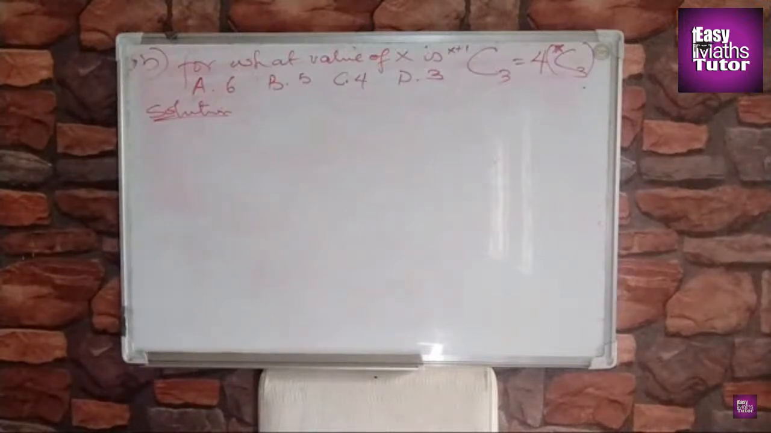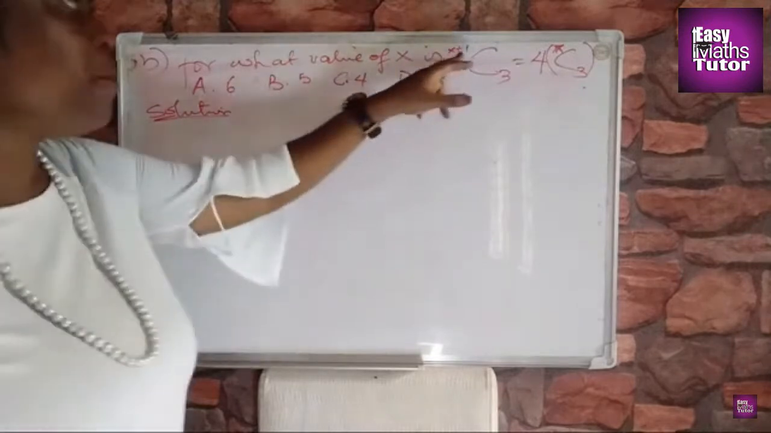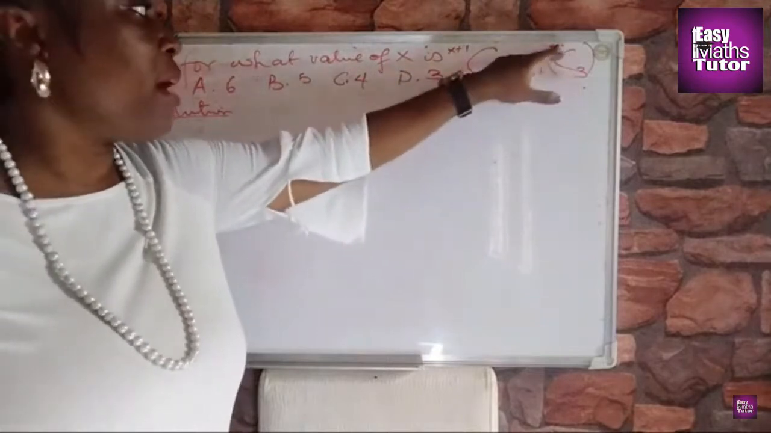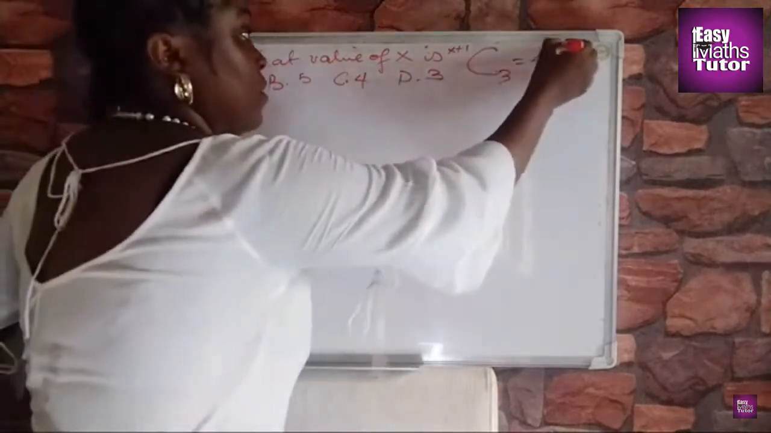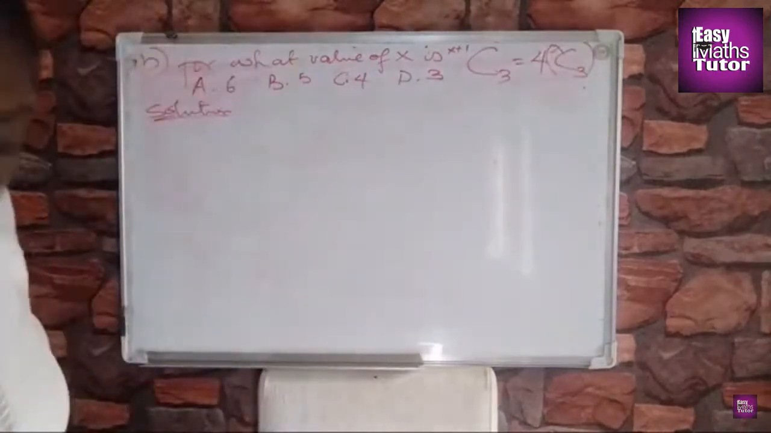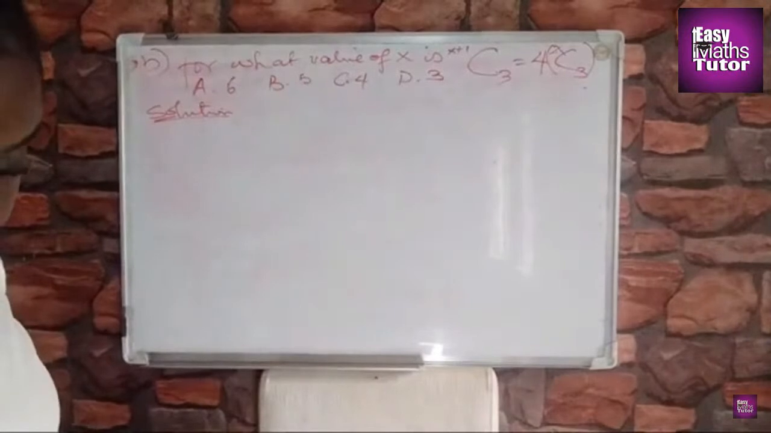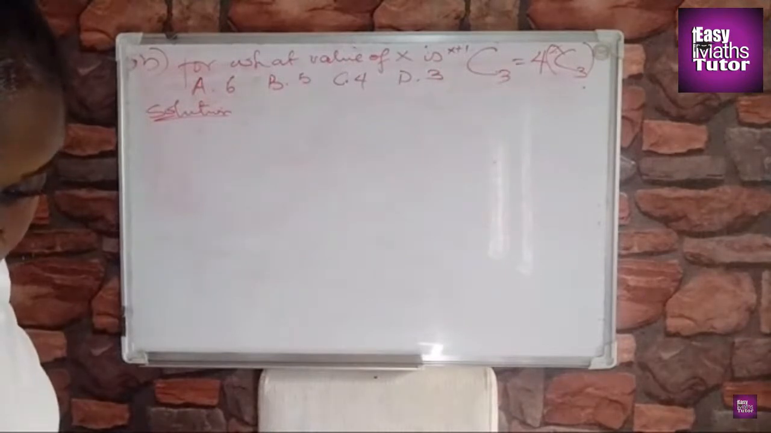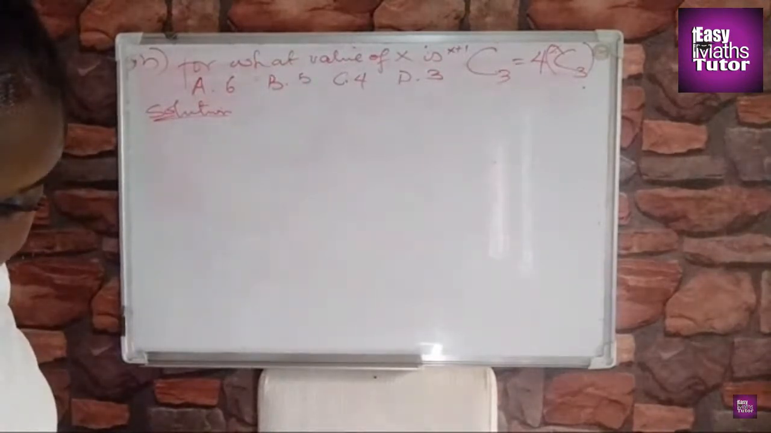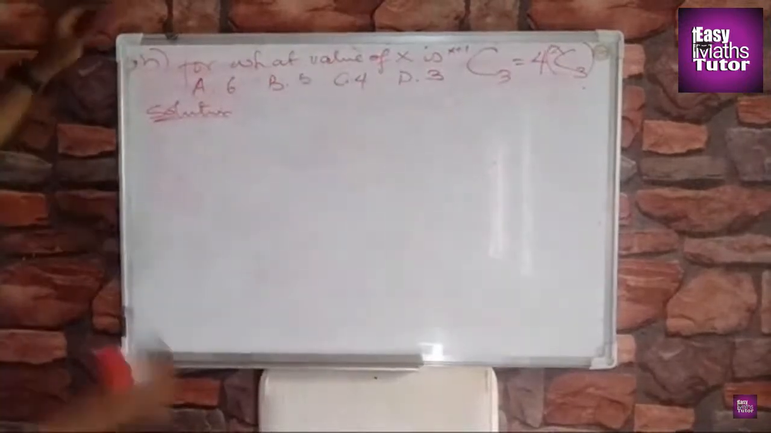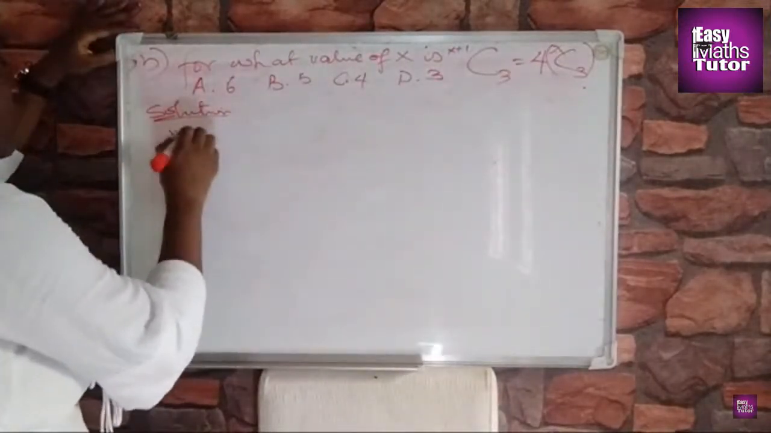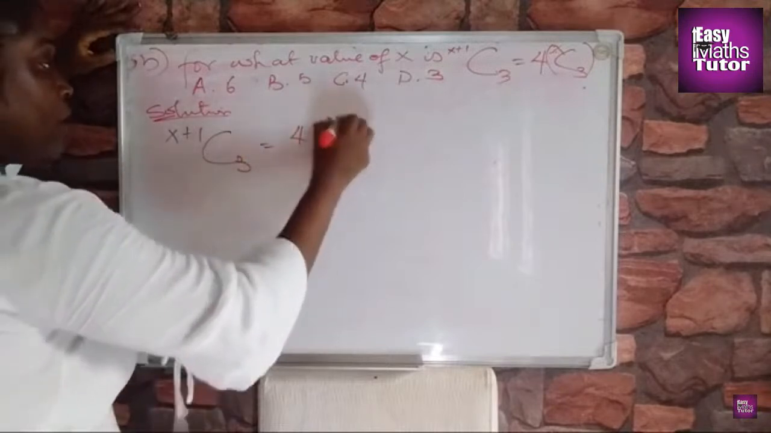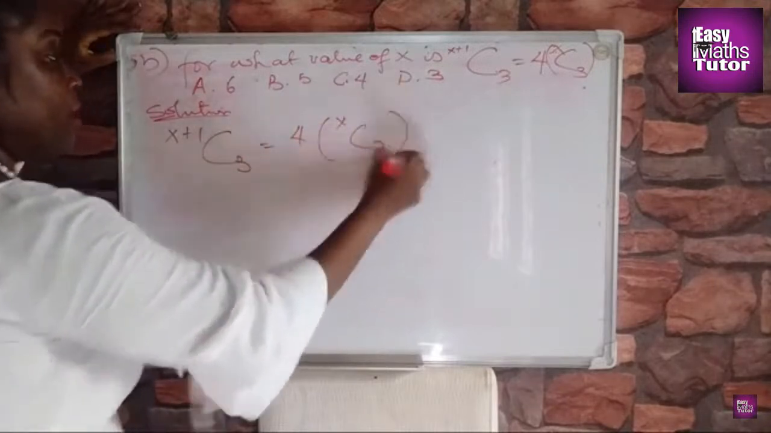For what value of x is x plus 1 combination 3 equal to 4 times x combination 3? So they want us to find the value of x. We're expected to find the value of x. Okay, so let's quickly go about this. So we have x plus 1 combination 3 equal to 4 times x combination 3 as well.